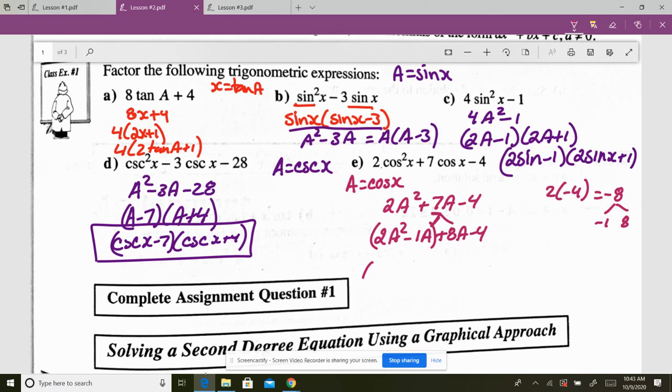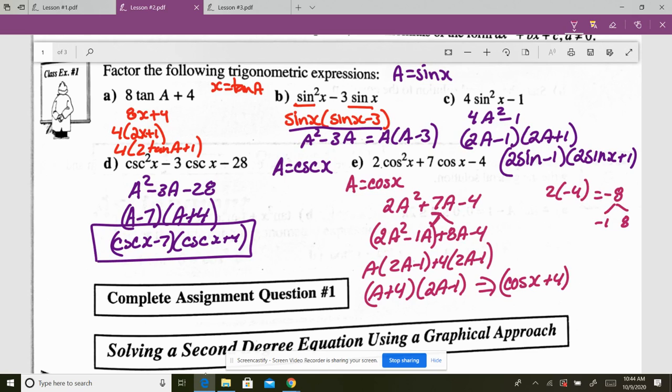In the first bracket, I pull out an a. Second bracket, I pull out a 4. You know you're doing it right if the brackets match. So you end up with a plus 4, 2a minus 1. And then you put back in what a is. Cos of x plus 4, 2 cos x minus 1.